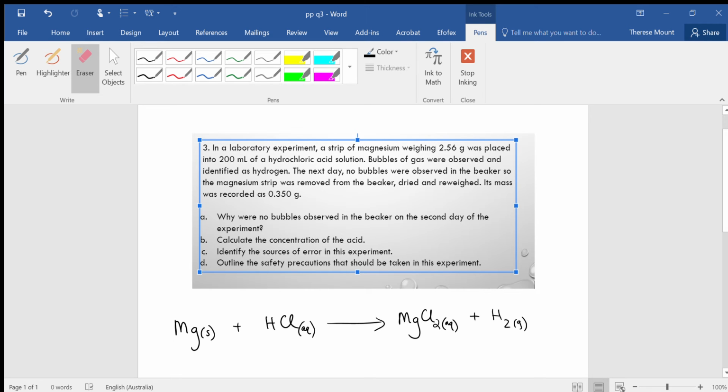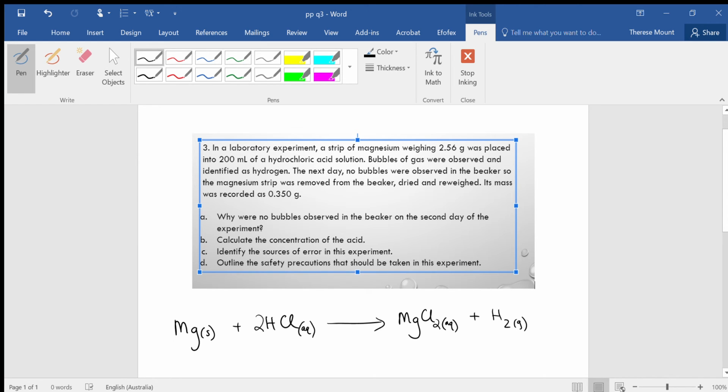Okay, so we need to balance this. So here we've got 2 chloride, so I'm going to have to pop a 2 there. And the 2 hydrogen here is balanced by the 2 hydrogen here. So that's all balanced now.